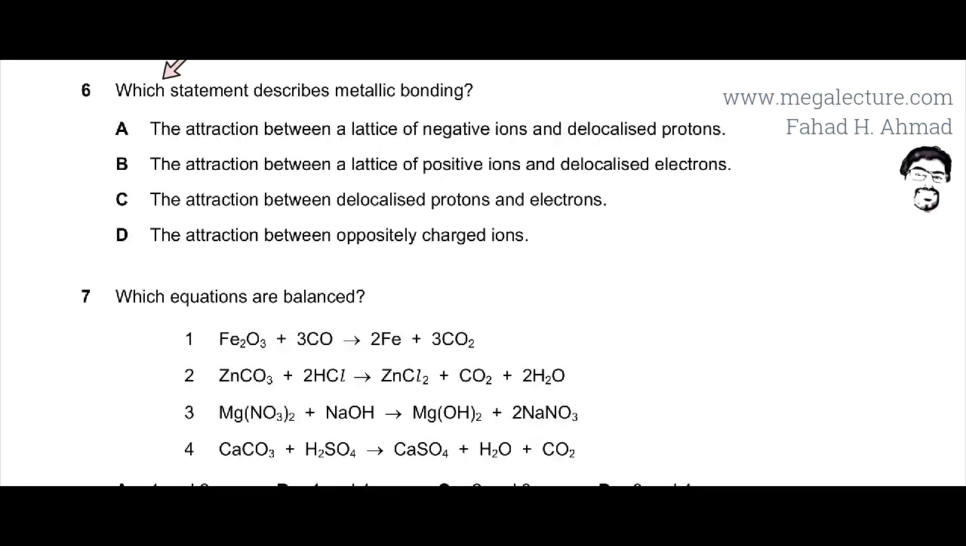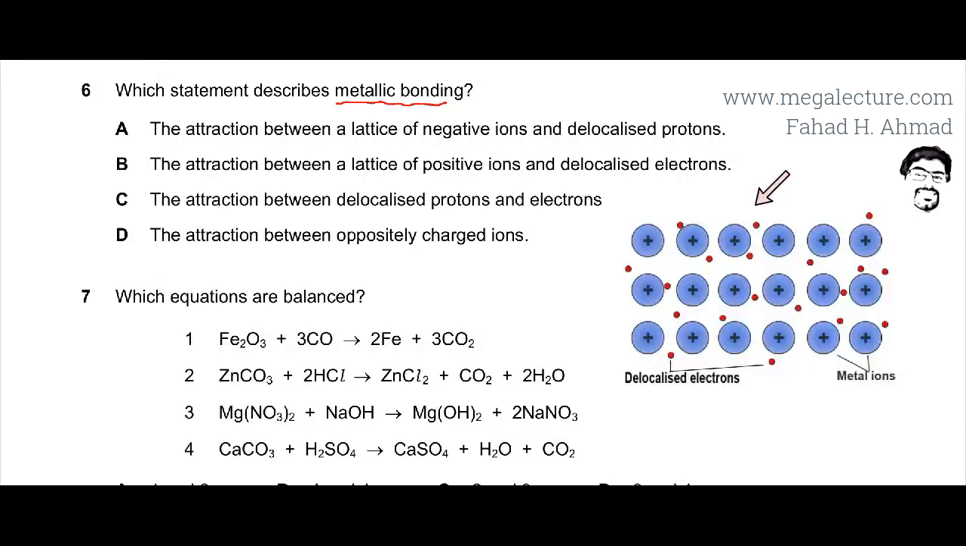The question states: which statement describes metallic bonding? So the first thing is I'm going to give you a brief description of what metallic bonding is. This is what the structure of a giant metallic lattice is going to look like, where metals, remember, like to lose electrons and they like to form positive ions. So you will have lots of positive ions. All the metal atoms would be losing electrons, and those electrons would be roaming around. They would be delocalized electrons roaming around in the lattice, free moving electrons.